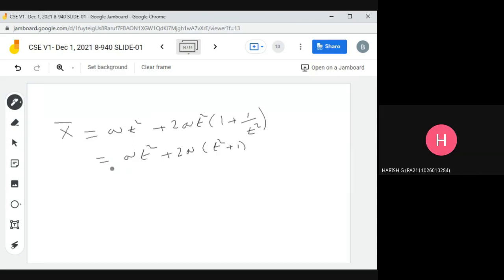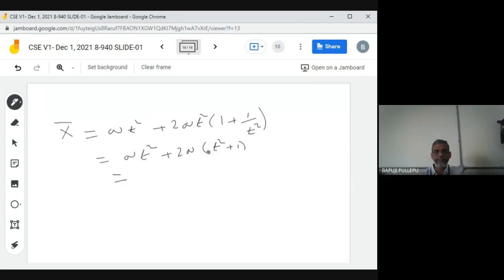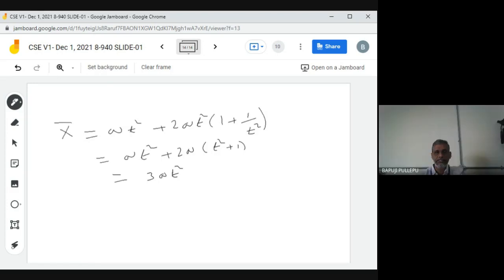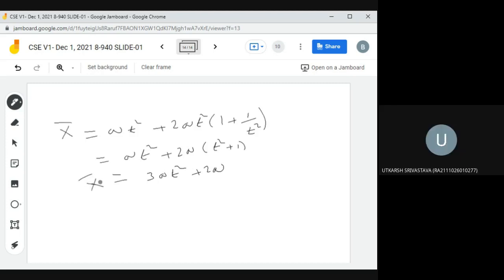So this is equal to what? at squared plus 2at squared, 3at squared, can I write? 3at squared plus 2a. This is equal to what? X bar.